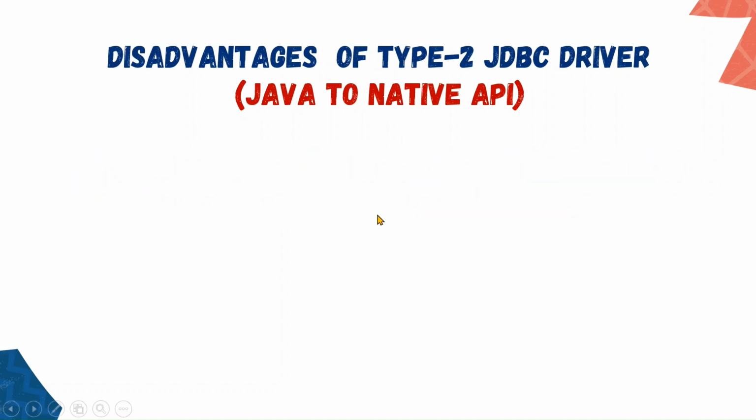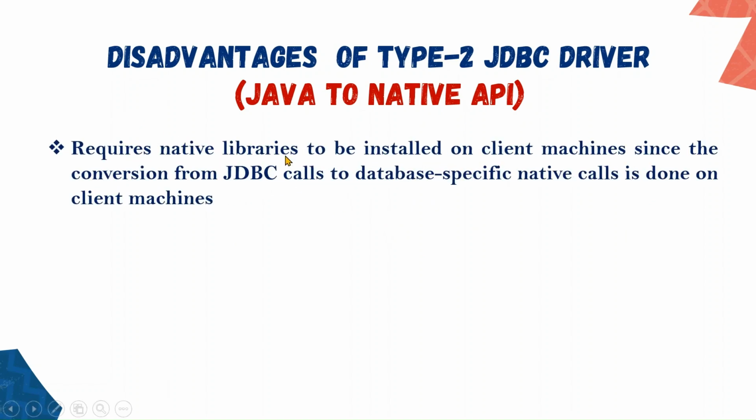Now coming to the disadvantages of the type 2 driver. It requires native libraries to be installed on client machines, since the conversion from JDBC calls to database specific native calls is done on client machines. We have already seen the architecture, in which there were some dashed lines, and inside that your Java application resides, and the type 2 driver also resides inside the client only. So most of the work is done by the client rather than your actual database server.